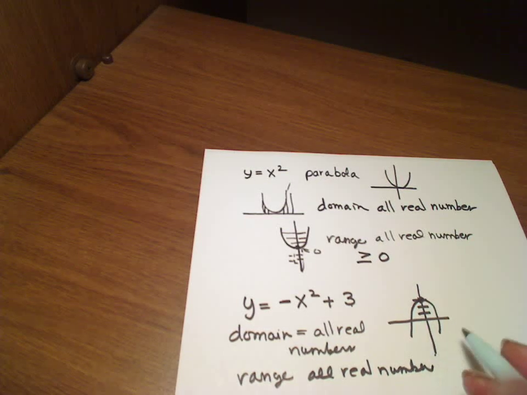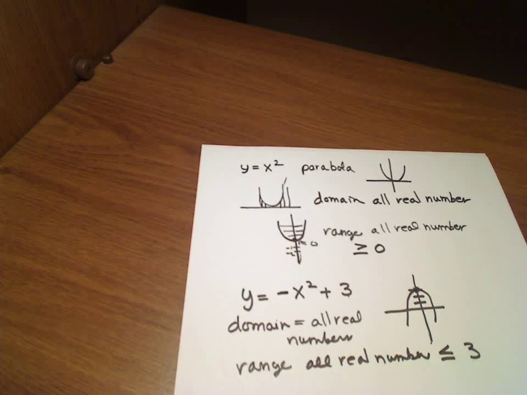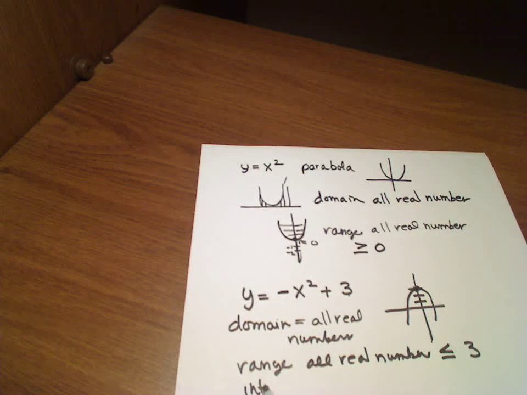Notice here, it's going in the downward position, so it's less than or equal to 3. So that would actually be our range. Now, how would I write that as interval notation?